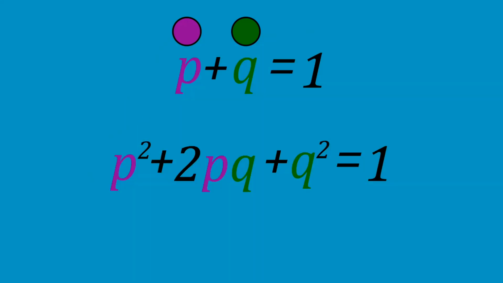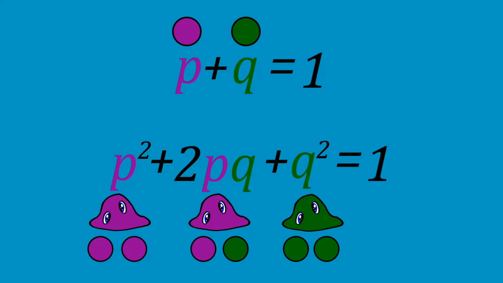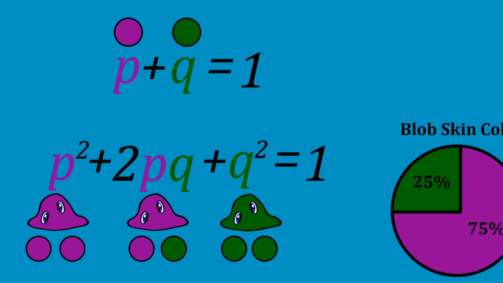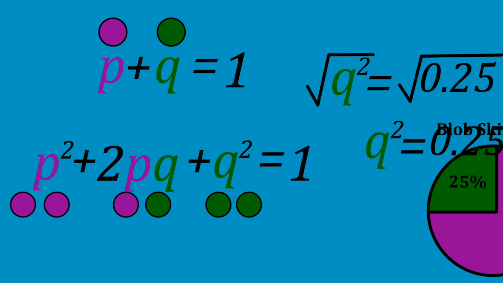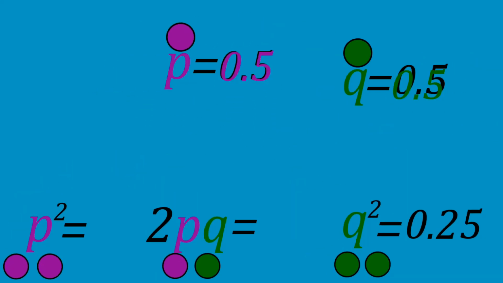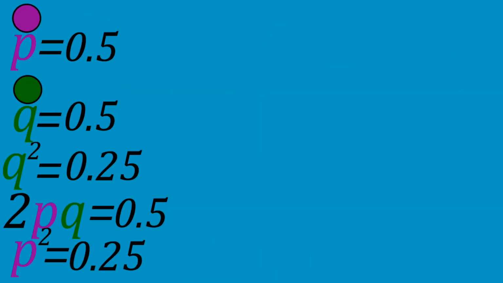The three terms of the bottom equation correspond to the three different possibilities of alleles, or genotypes, a blob could have. The first step is to fill in all these terms. This is usually done in dominant recessive alleles by finding what fraction of a population exhibits the trait of the Q-squared term, or in this case, green skin.